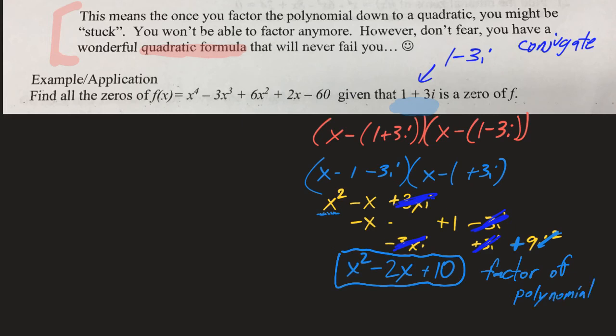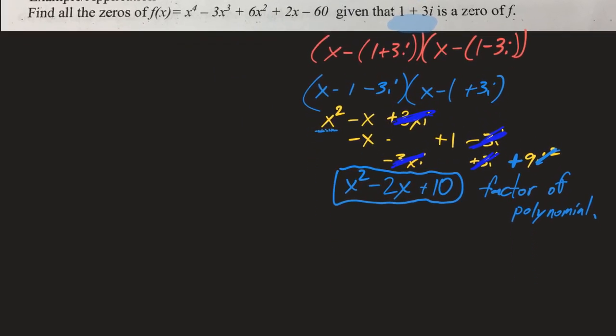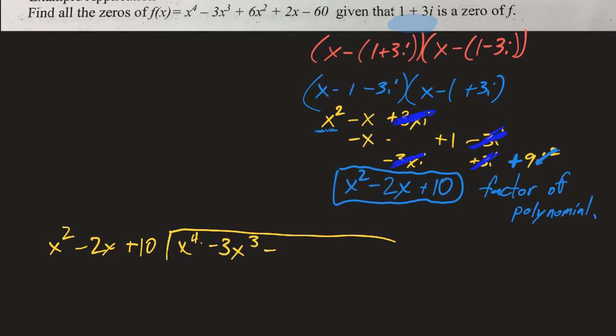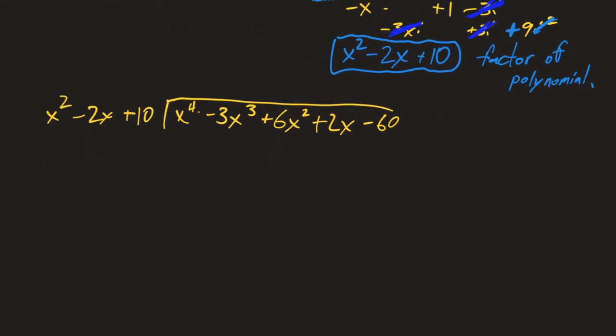Okay. So what does that mean for us? That means we can use this to further break down the polynomial. So in this case, since everything is quadratic and to the fourth power, we're going to need to use long division. So this could get a little bit crazy looking, but let's set it up. x squared minus 2x plus 10, and inside of here is going to be x to the fourth minus 3x cubed plus 6x squared plus 2x and minus 60. Okay, so now we're going to have to use long division, and this gets kind of tedious.